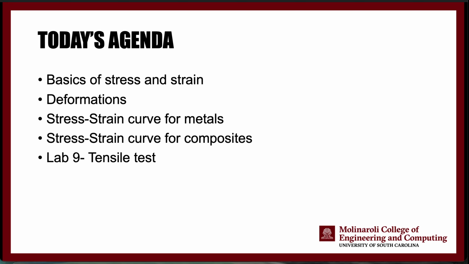The idea is we are going to review the basics of stress and strain today, and we will talk about deformations and the different types of deformations in metals specifically. We will move on to stress-strain curves for metals, and we will discuss the stress-strain curves for composites, and we will talk about the test itself. This should be lab 4. So lab 4, tensile test. Okay.